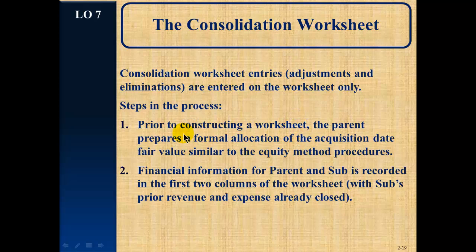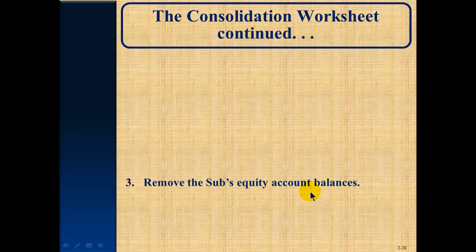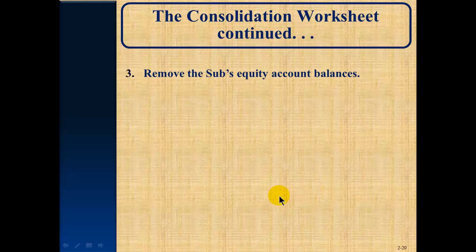And now, you're going to do an acquisition and an allocation of your acquisition. Every time that you do this worksheet, you'll bring in financial information of the parent and sub on the first two columns. Now the sub's prior revenue and expenses are already closed. Don't worry about it right now. I'm going to show you this in the comprehensive problem, on what that worksheet needs to look like. I think we're going to actually show it to you on a slide here in a second.